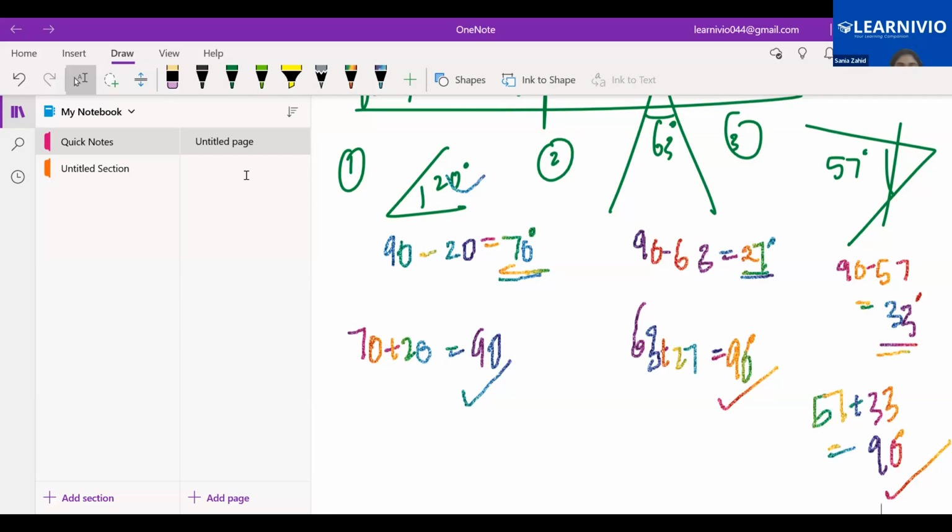Do you guys have any doubts up till here? Put on your mic and speak.